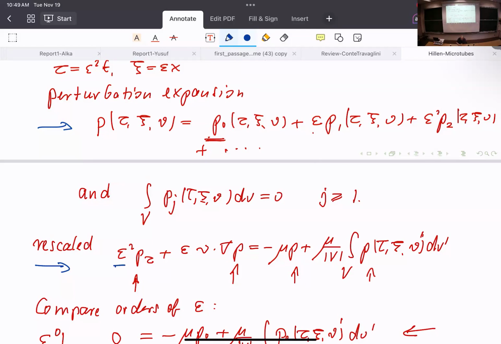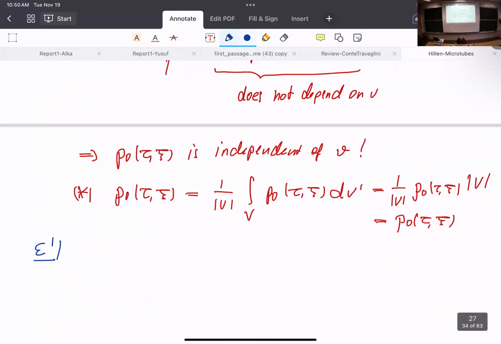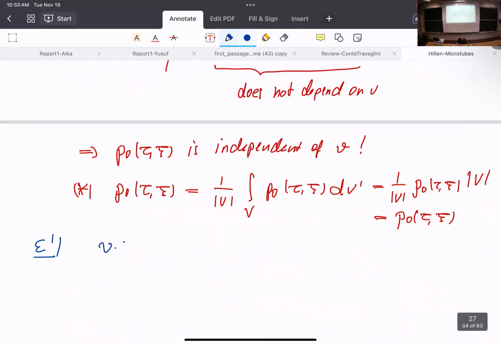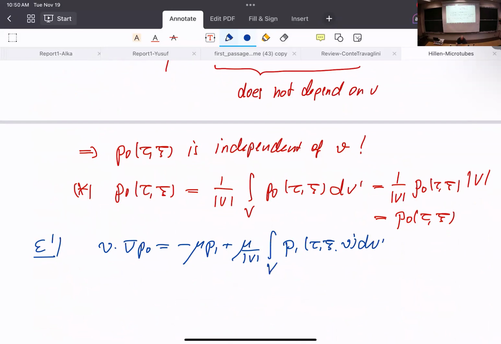Right, so here's an epsilon square. Whatever I multiply, this is too much. Here's an epsilon. So if it multiplies P0, I get exactly 1 epsilon. If it multiplies P1, I get epsilon square, which is too many. And on the right-hand side, if I sub in P1, P1 carries 1 order of epsilon. So what I get is this: V times gradient P0 is a minus mu P1 plus mu over v integral P1 of tau c v dv prime. So these are the order epsilon 1 terms in the system.